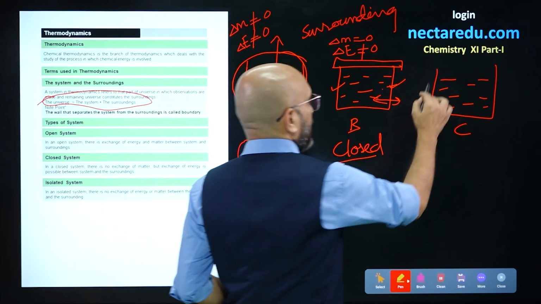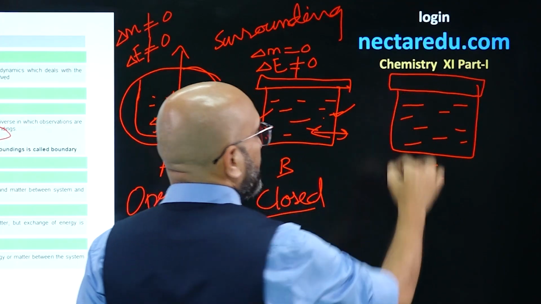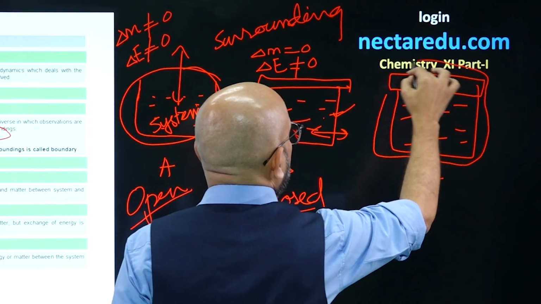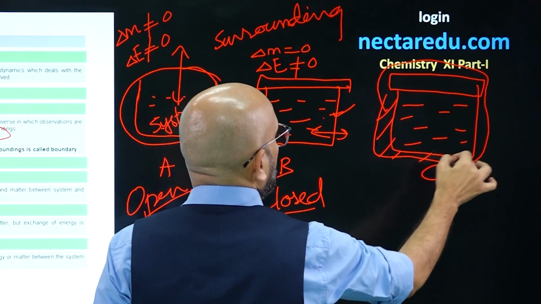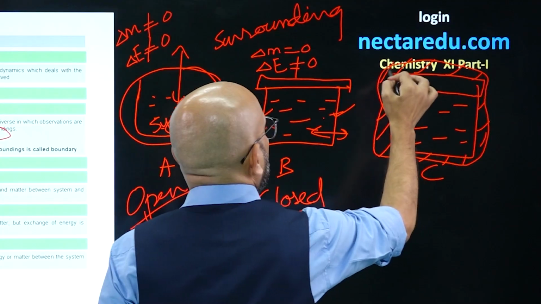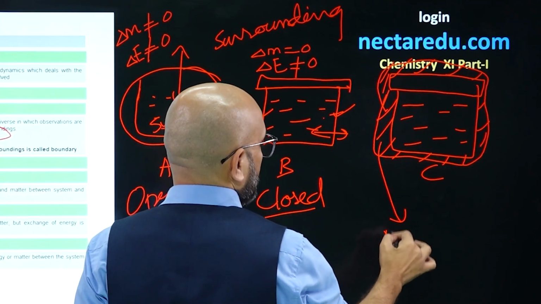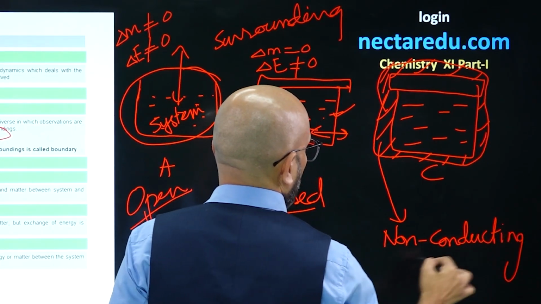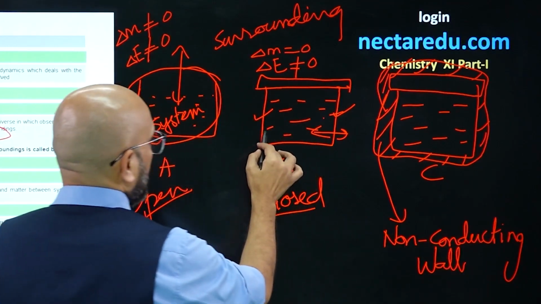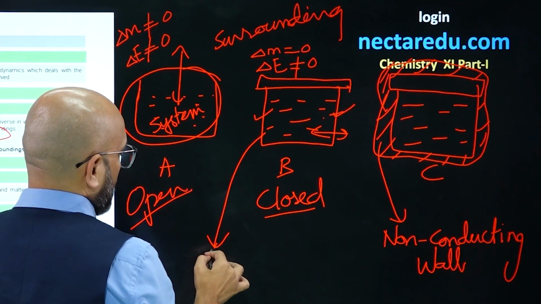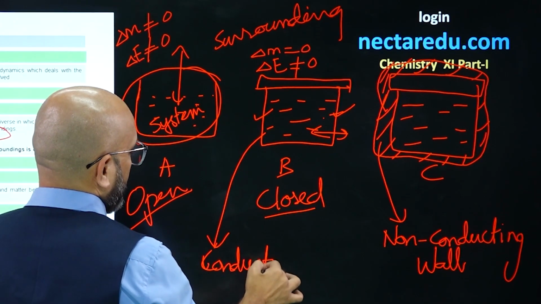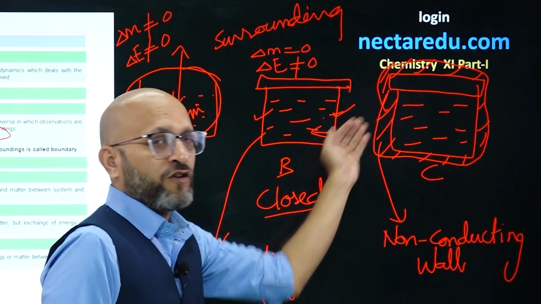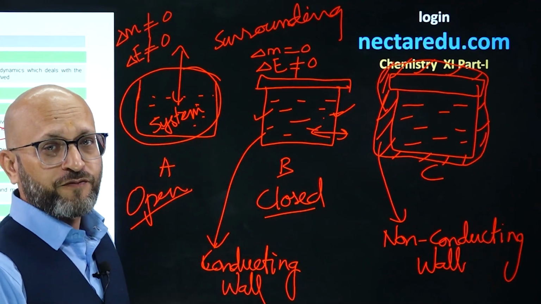Now, if I close this system C with a plate, it becomes a closed system. Now what I do is I put a layer of insulating material surrounding the jar. What will happen? There is a non-conducting wall. This was a conducting wall, which means heat exchange can happen. Through a non-conducting wall, there is no exchange of heat. But through a conducting wall, exchange of heat can happen.